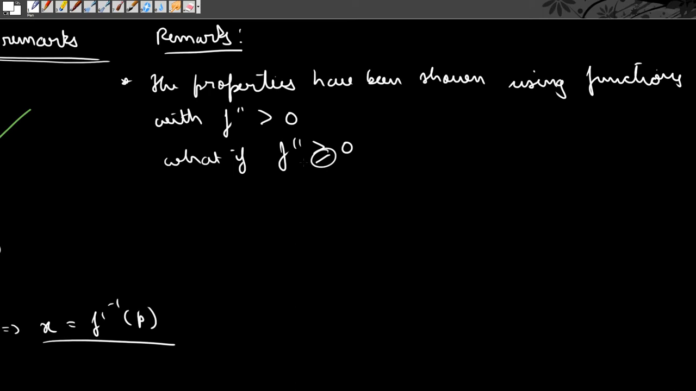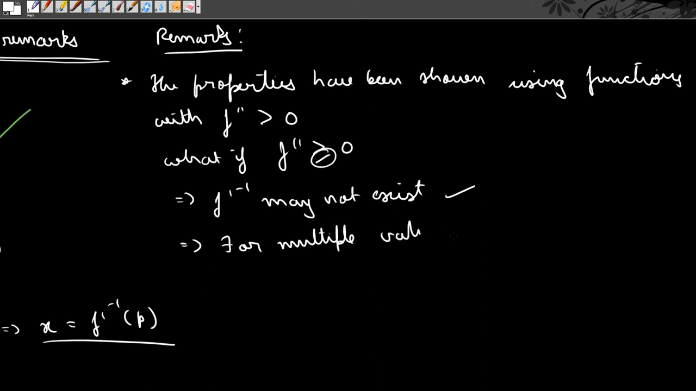What happens when f double dash is equal to 0? If this is the case, this would imply f dash inverse may not exist. Why? We will see that with an example. So because of this, which we will see in the example, the consequence is that for multiple values of x, there is a single value of p. This is the consequence. How? Again, we will see it with our next example.